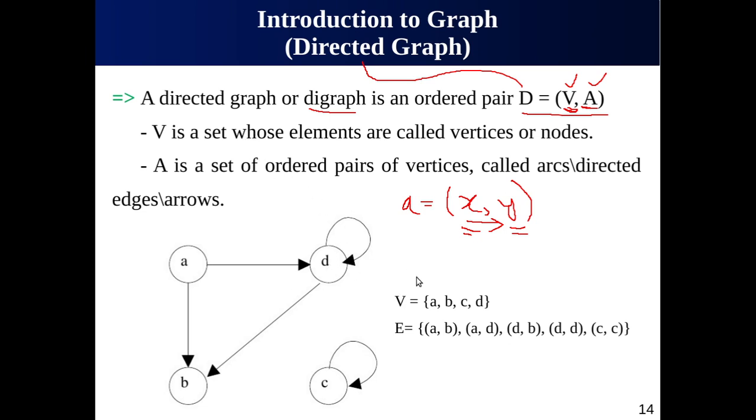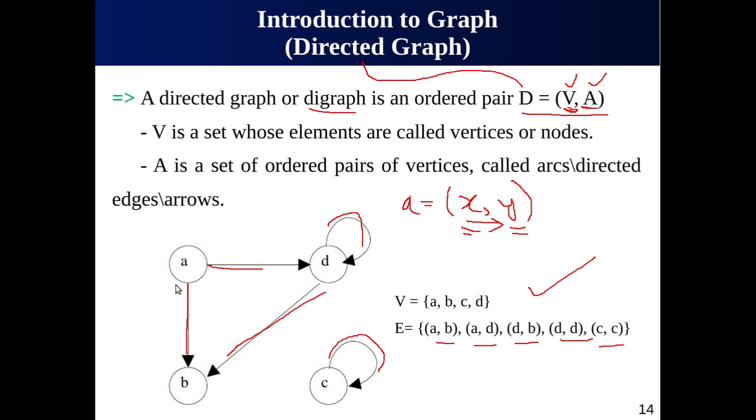Now we need to identify two things: the vertices, which are A, B, C, and D, and the edges. Now it has direction, so it is more clear. We have an edge from A to B, an edge from A to D. We have an edge from D to D, and we have an edge from D to B. And finally, we have an edge from C to C.